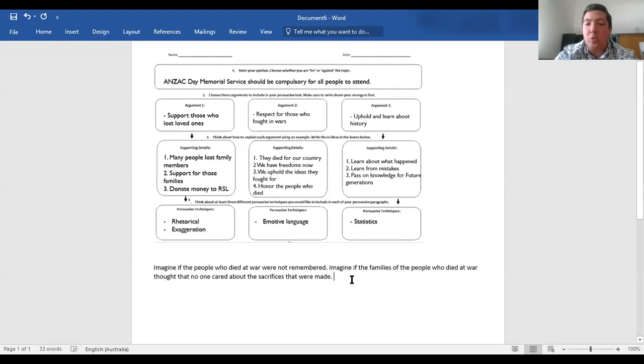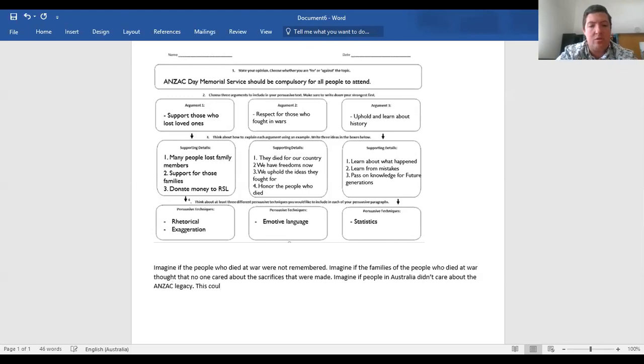I now need one more sentence beginning with imagine, and then I'm going to show you how to wrap it all up at the end. So my last one here: imagine if people in Australia didn't care about the Anzac legacy. So I've got three imagines now, saying imagine if this happened, and you want your reader going, oh, that'd be bad. Imagine if this happened. Oh, wow. Imagine if this happened. And go, oh. Then our last sentence, we're going to wrap all of that up.